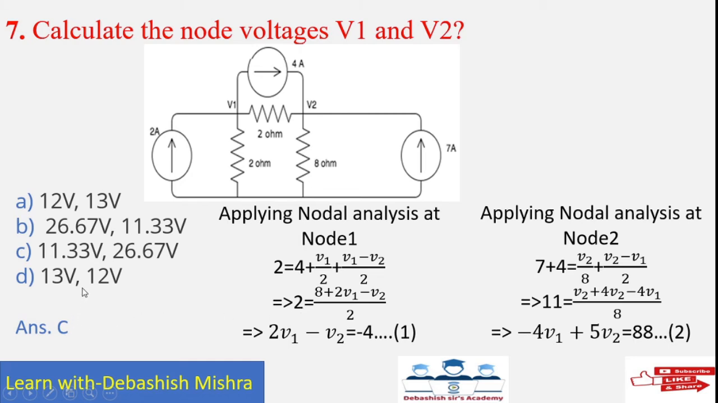Answer C is the correct answer, 11.33 volt and 26.67 volt. Such types of problems will come in your GATE exam or any government or private exam. Your concept will be clear. Any doubt, just comment in the comment box.